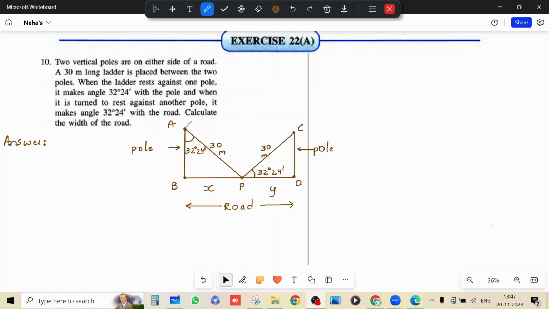So let us consider that AB and CD are the two poles. BD here represents the width of the road. So when the ladder is placed at point P and it is resting against the first pole, then it makes an angle of 32 degree 24 minute with the pole. So this is the angle, and when it is turned to rest against another pole, that is the pole CD, then it is making 32 degree 24 minute with the road. So here now we will consider triangle ABP.